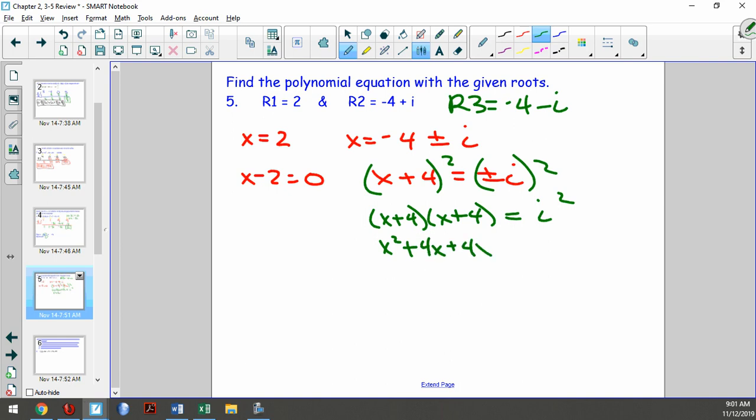4x plus 4x plus 16 is equal to negative 1. Does everybody understand what I did? I FOILed that. Now bring that negative 1 on the other side and combine like terms. X squared plus 8x plus 17 is equal to 0.